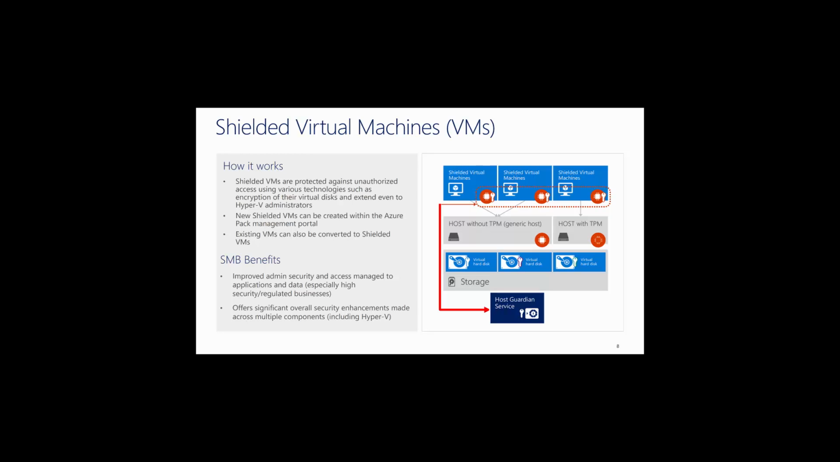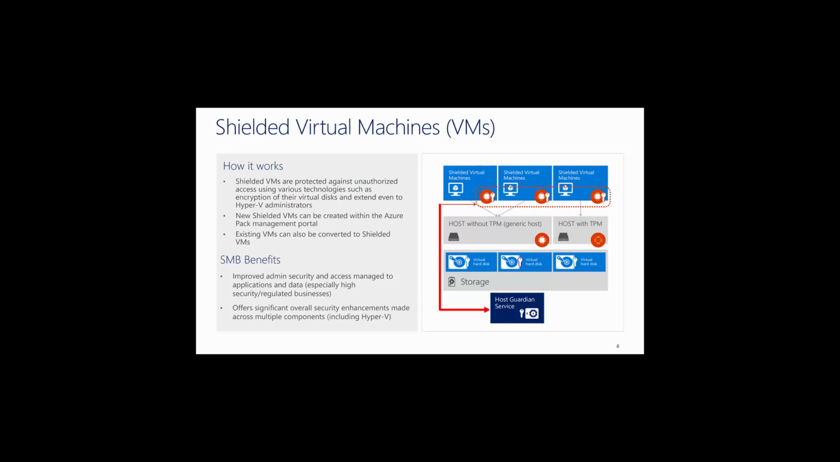So in Server 2016, Hyper-V supports the concept of shielded virtual machines. Now, these shielded VMs are protected against unauthorized access using various technologies, such as encryption of the virtual disks. And these extend even to Hyper-V administrators. So even if you're a Hyper-V admin with access to the storage where these are kept, you could copy them off and try to fire them up on another Hyper-V environment. But due to a combination of things like BitLocker, you're not going to be able to do anything with them because they'll be protected and encrypted.